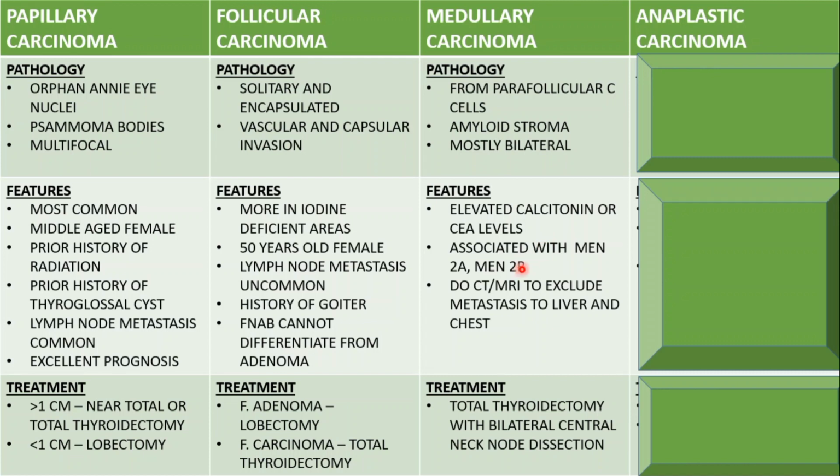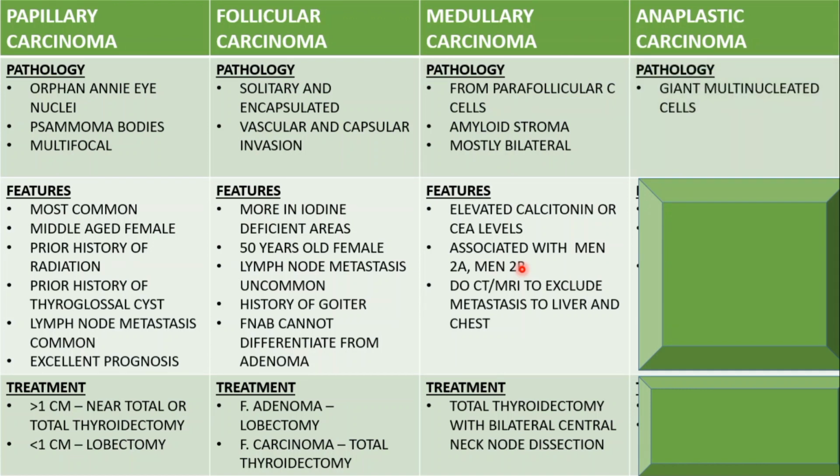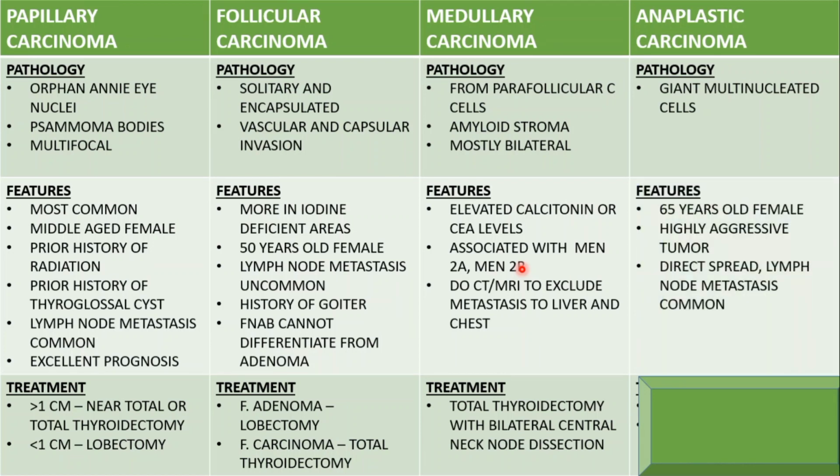Then the last one, anaplastic carcinoma. It is usually seen with giant multinucleated cells. These cells are of many shapes and sizes. This cancer usually arises in old females, and it is a very aggressive tumor. You can diagnose the cancer today, and in 5 to 6 months the patient will be no more.